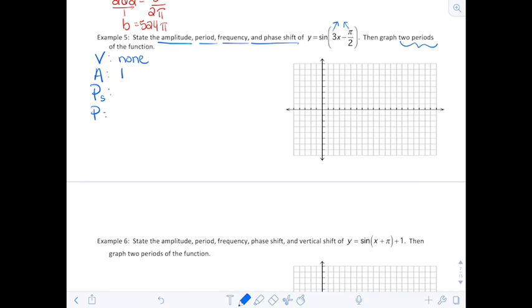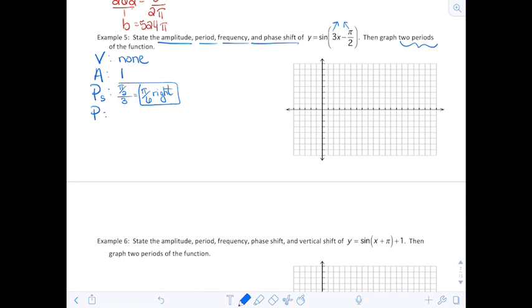So to find the phase shift, we could absolutely do pi over 2 and then divide that by 3, which is the same as times 1/3. So my phase shift would be pi over 6, and because it's minus, it would be to the right. Now, that's how you can just give somebody the phase shift, pi over 6 to the right.